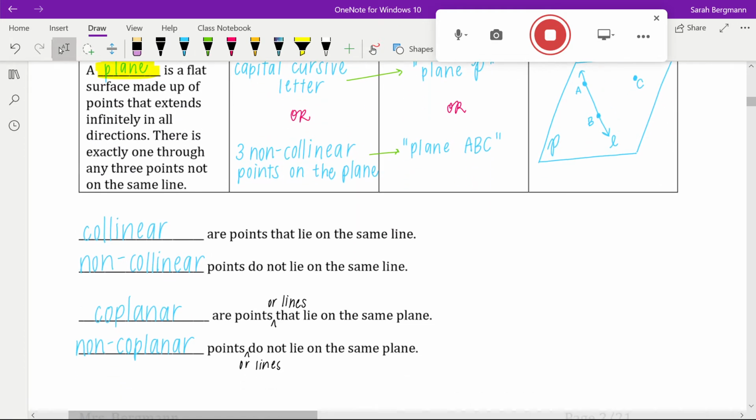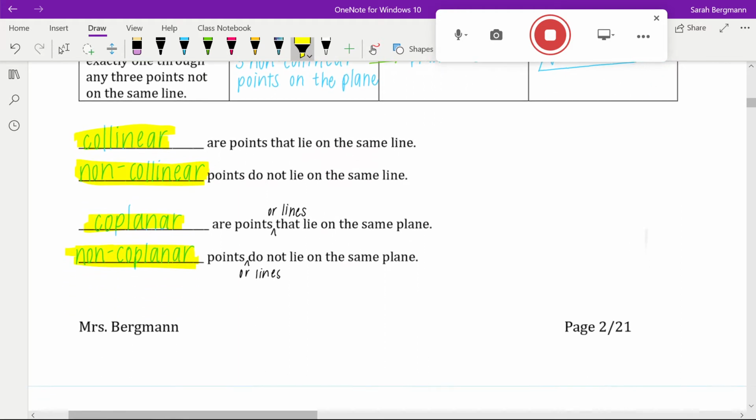All right, I told you we'd talk about collinear, non-collinear. That's what these words are. Collinear describes points that lie on the same line. Non-collinear describes points that are not on the same line. Similarly, coplanar describes points or lines that lie on the same plane. Non-coplanar describes points or lines that are not on the same plane. Make sure you know that vocab.